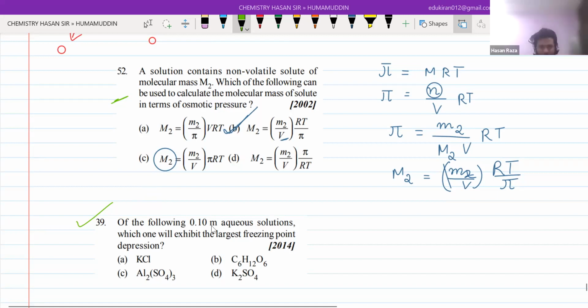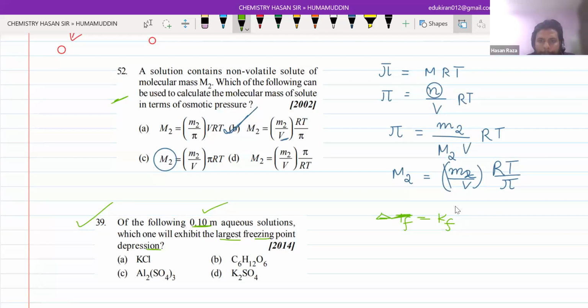Out of the following 0.1 m aqueous solutions, which one will exhibit the largest freezing point depression? It's quite easy. Delta TF will be equal to KF into i into m, right? Yes or no? Yes. So you just need to calculate the value of i, the one with the highest value of i.